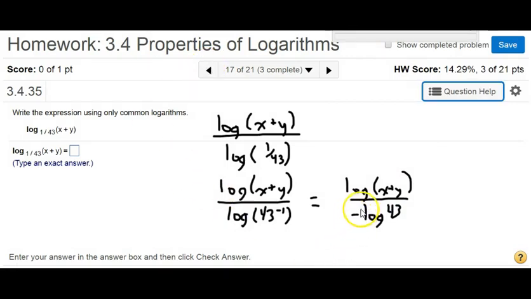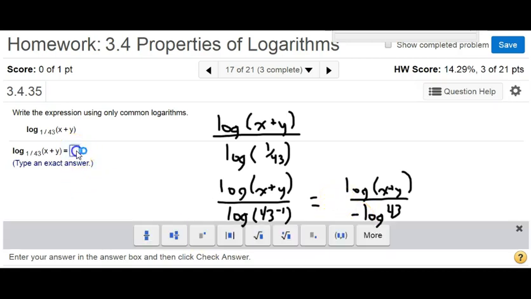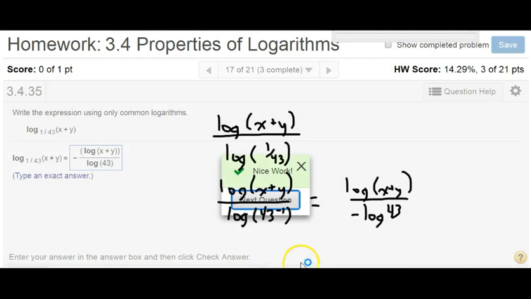Now, for typing our answer, we don't usually like having the negative in the denominator like that. The most common thing to do with it is to just take it and then bring it out in front of the entire fraction. So I'm going to write this as negative, and then using parentheses on top, log of x plus y divided by log of 43. You'll notice I used a lot of parentheses just to make sure that both x plus y were inside of the logarithm, and to make sure that I have this whole thing in the numerator over the denominator of log of 43.